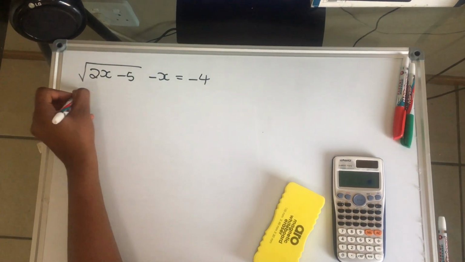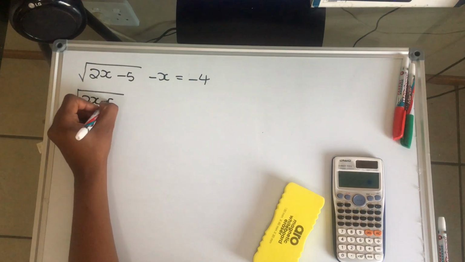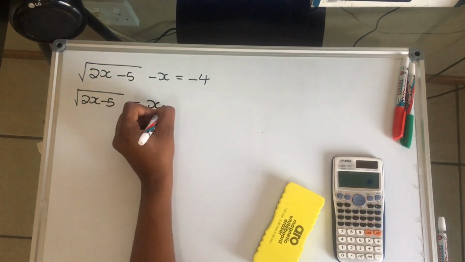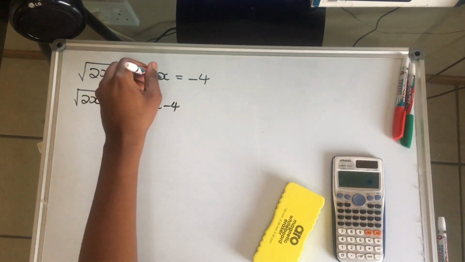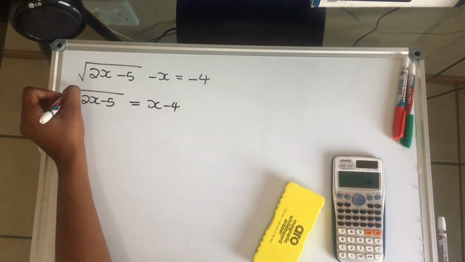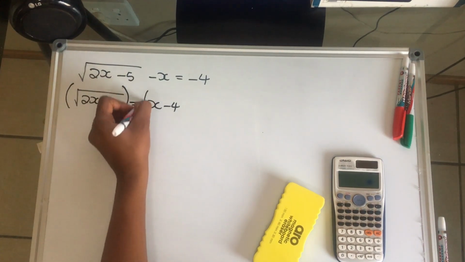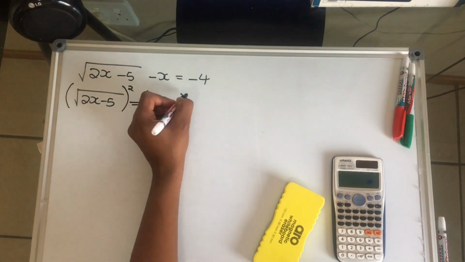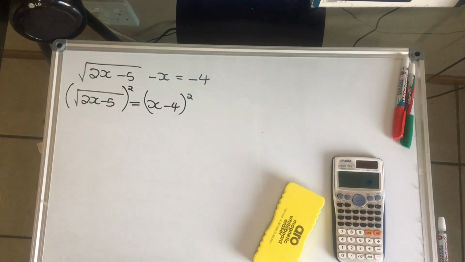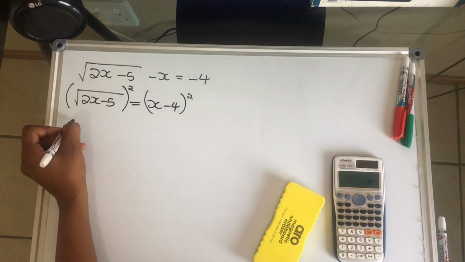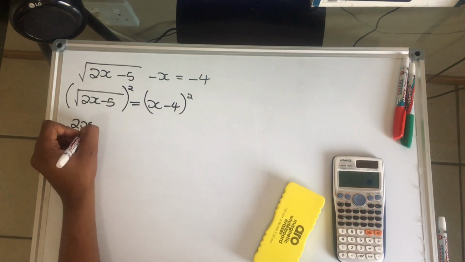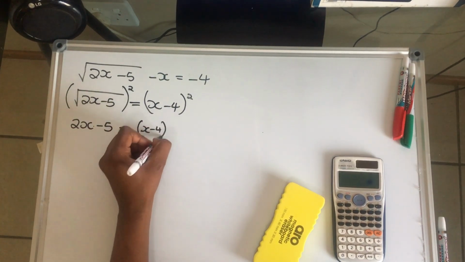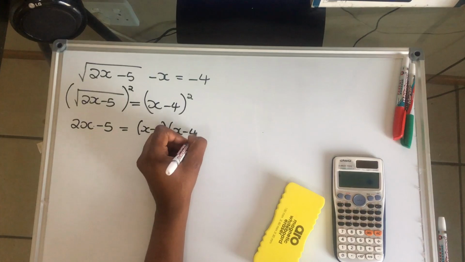So the first step: the square root of 2x minus 5 equals x minus 4, right? So we move the x to the other side, where it becomes positive. Now we take the square of both sides. Remember, you cannot square one side only, so whatever you do on one side you do on the other so that the equation is balanced. All right? So on this side we have 2x minus 5, equals x minus 4 times x minus 4.